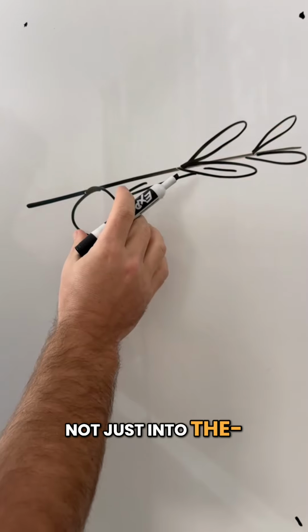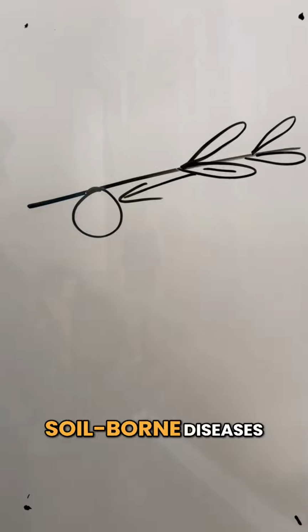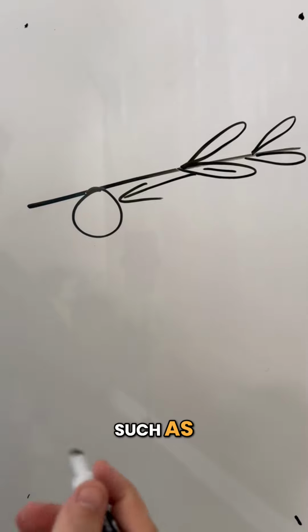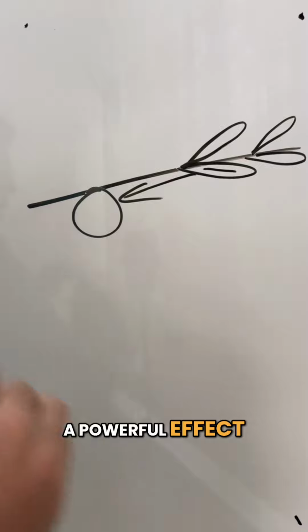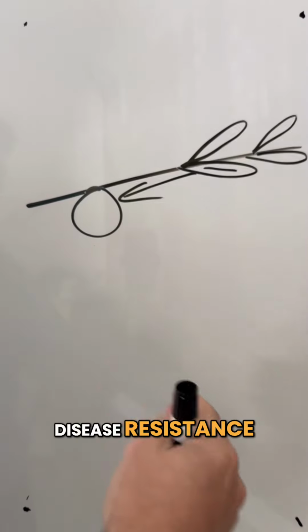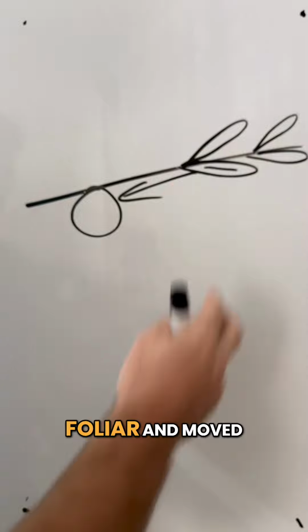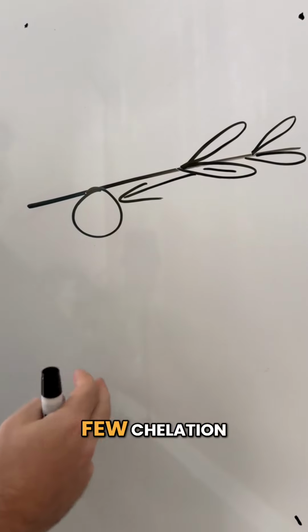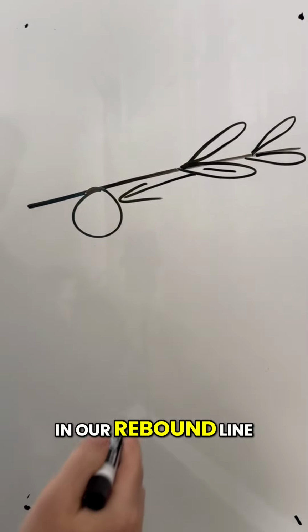not just into the fruit and grain, but all the way down into the root system, which is quite important if we're dealing with soil-borne diseases such as Fusarium or others, where we have trace minerals that can have a powerful effect in producing disease resistance against those diseases, as long as it can be applied as a foliar and moved to the root system. Few chelation materials do that, with the exception of what we put together in our rebound line of trace minerals.